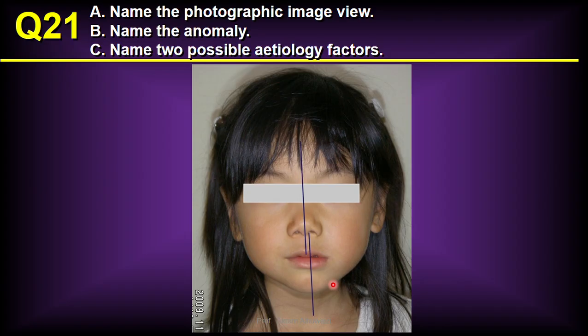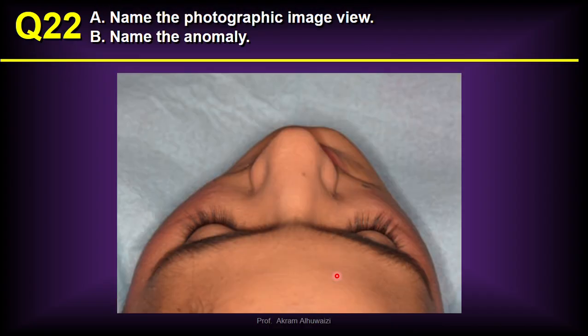Name the photographic image view, and it's a frontal photograph. Name the anomaly. It's chin deviation or mandibular deviation to the left side. Give two possible etiological factors. Well, it could be trauma, condylar hypertrophy, condylar hypotrophy, crossbites associated with mandibular shifts.